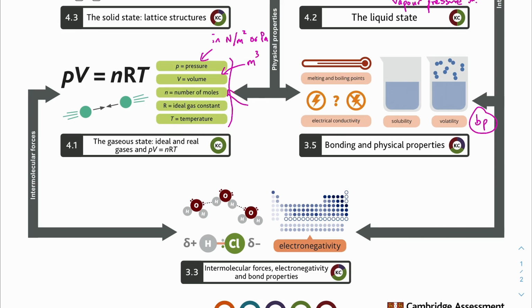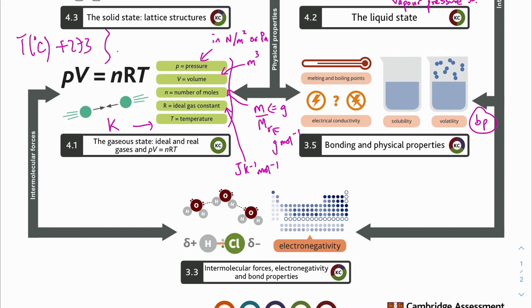The number of moles, which you can express as mass over Mr, that is gram per gram per mole, will give you overall moles. The ideal gas constant, which you get from your data booklet, is joule per Kelvin per mole. And the temperature has to be in Kelvin, where any temperature in degrees Celsius, you convert it to Kelvin by adding 273. I hope you know that. I mean, by this stage, you should probably know that already. This is the key confusion for a lot of people.